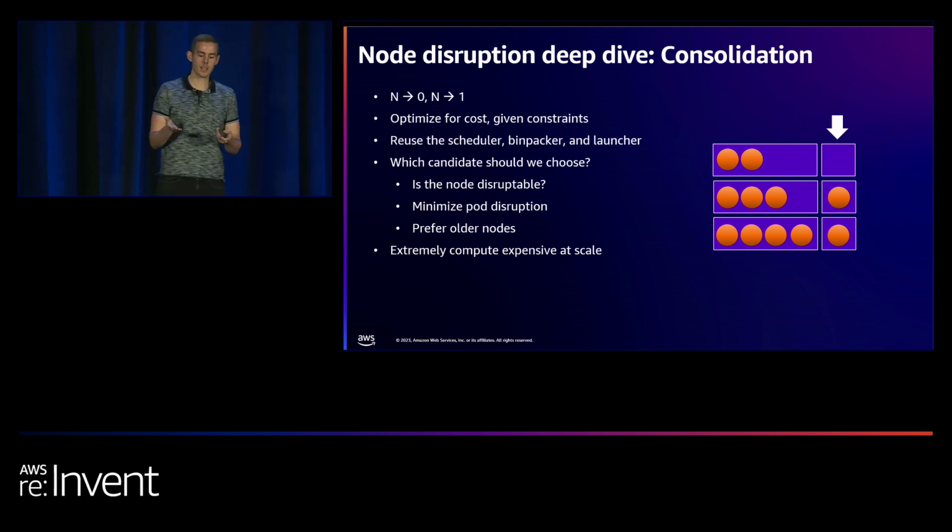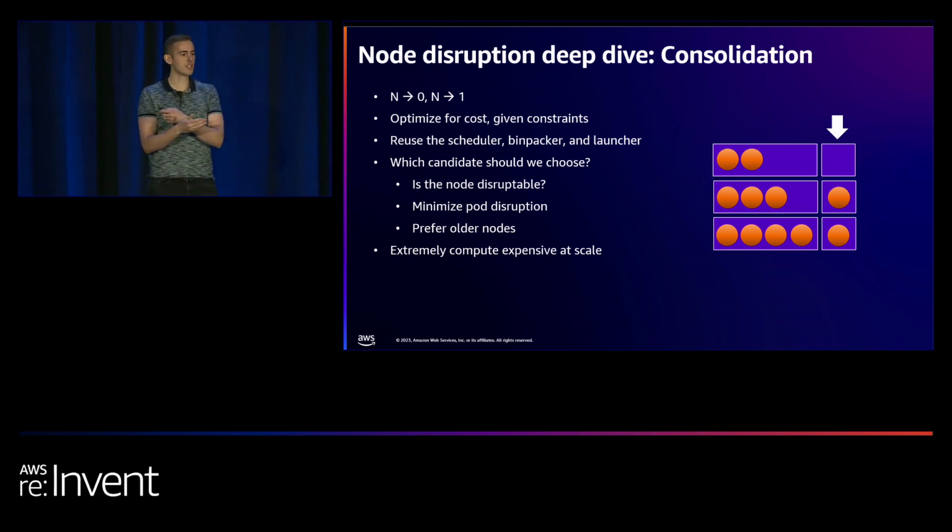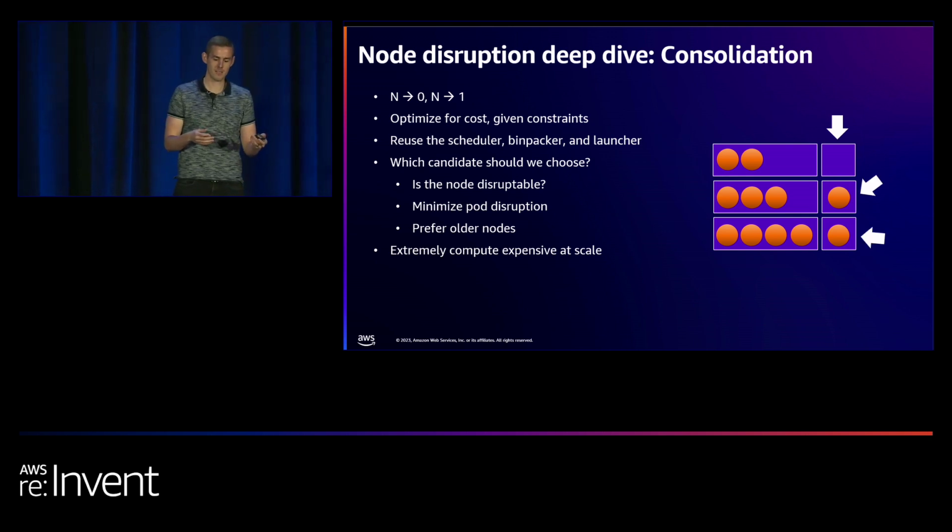Let's take this example here. This node is consolidatable, right? It's empty. Each box is a node, and then the pods are inside of it. This one's empty. This is a totally easy consolidation decision. But is this the best consolidation, or maybe a better way to think about it, a better consolidation decision? Is there something else that we could cheaply discover that could be better?